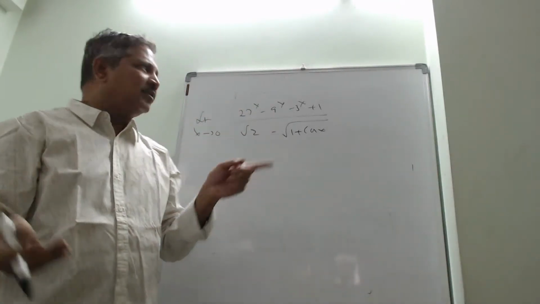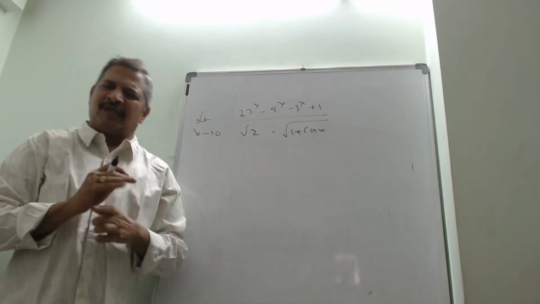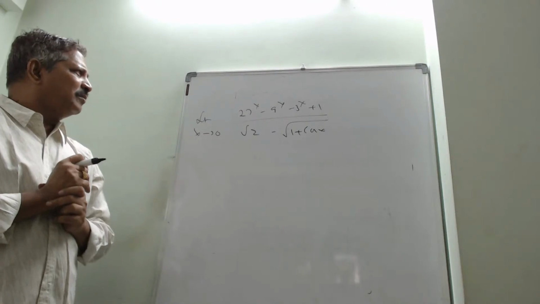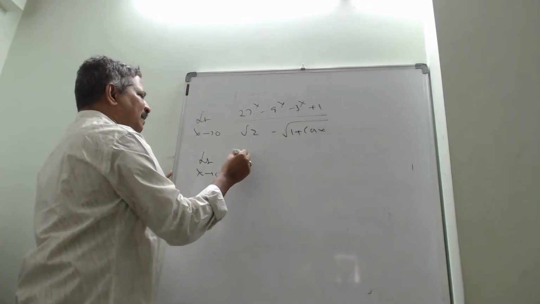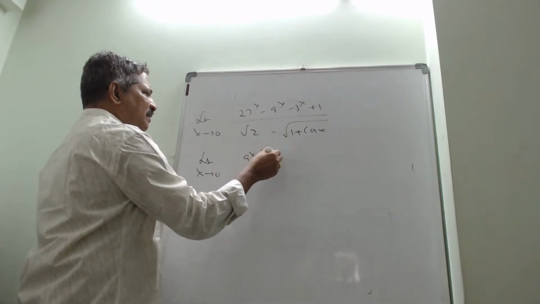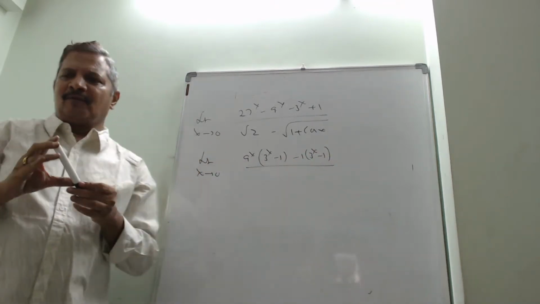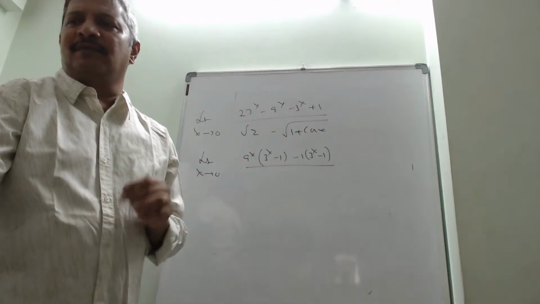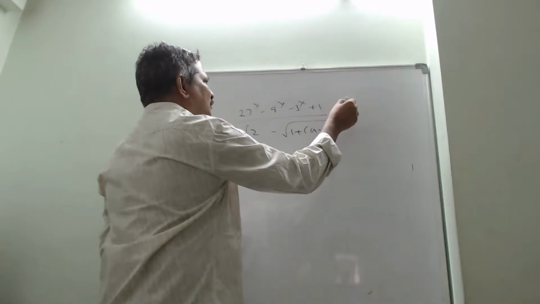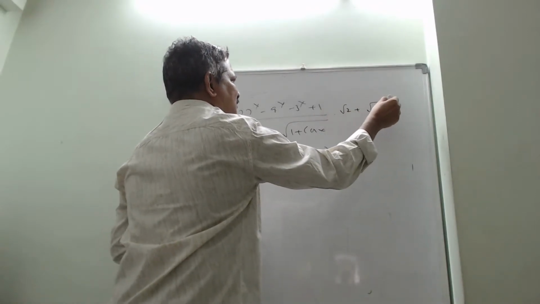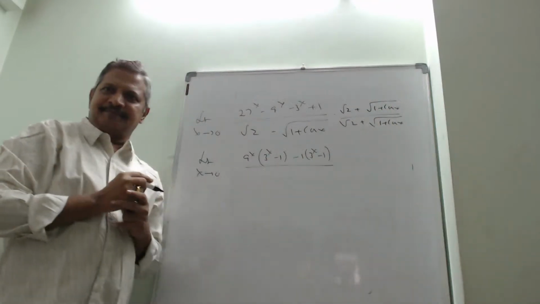When you substitute directly you won't get a valid answer, because cos 0 is 1, 1 plus 1 is 2, and √2 minus √2 is 0, which is not valid. So what we will do: as x tends to 0, in the numerator we take 9^x common and 3^x minus 1 common. But the root in the denominator is not valid, so we will do rationalization. That is, root 2 plus root 1 plus cos x, I am multiplying and dividing by it.